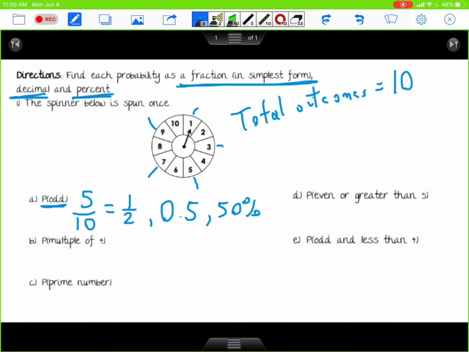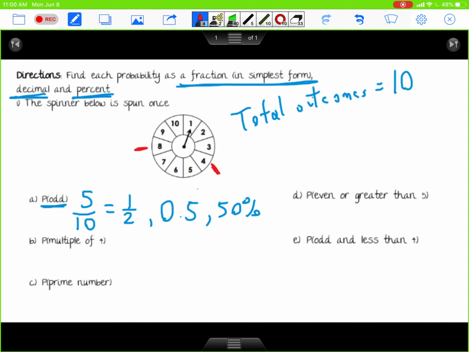Next one here is multiples of 4. A multiple is an answer to a multiplication problem. So 4 times 1 equals 4. I'll change the color so it's easier to see. I want multiples of 4, so I do 4 times 1. The answer is 4, so that means 4 is one of my multiples. 4 times 2, the answer is 8. That's another one of my multiples. 4 times 3 is 12, which is not on our spinner, so we could stop there with only 2 choices.